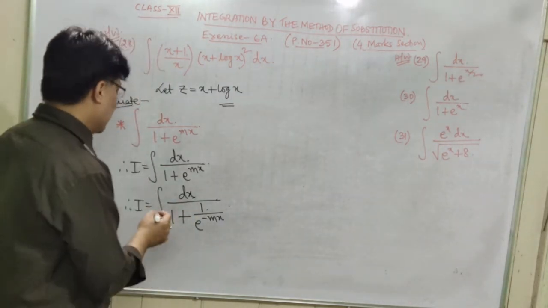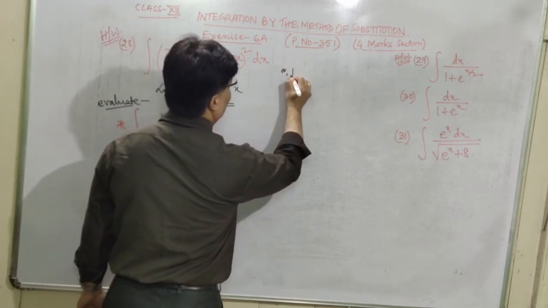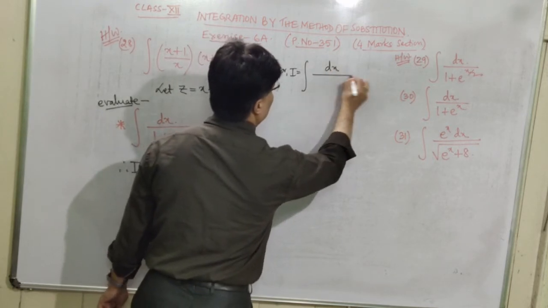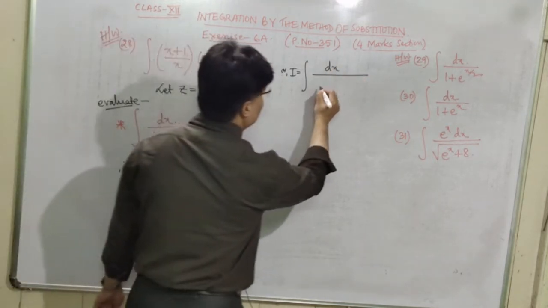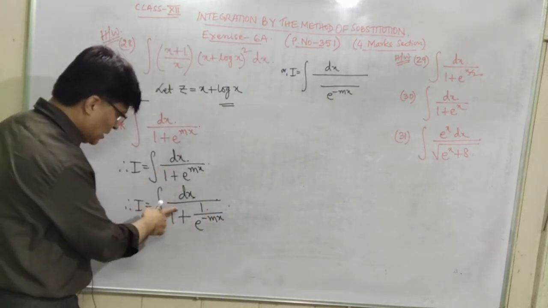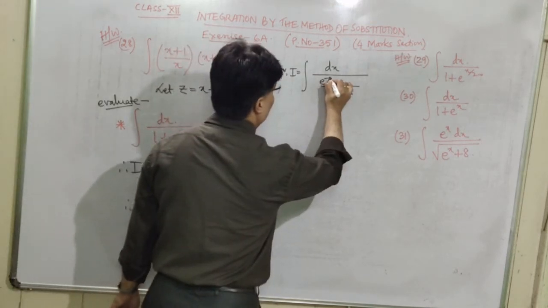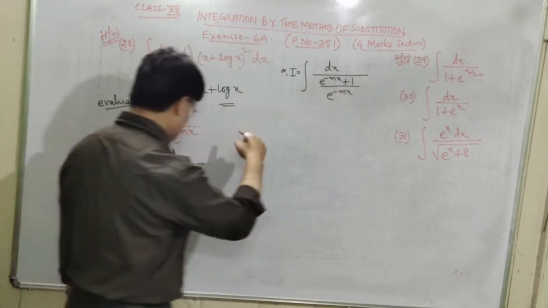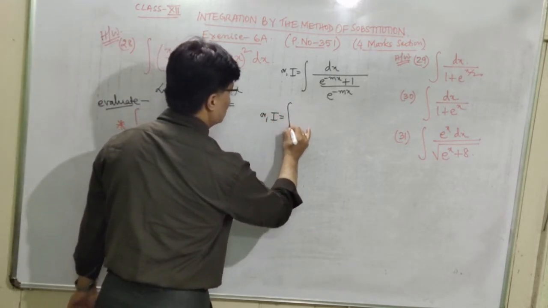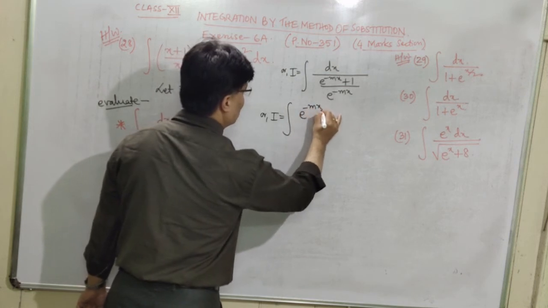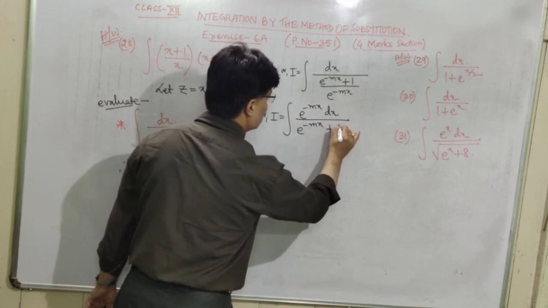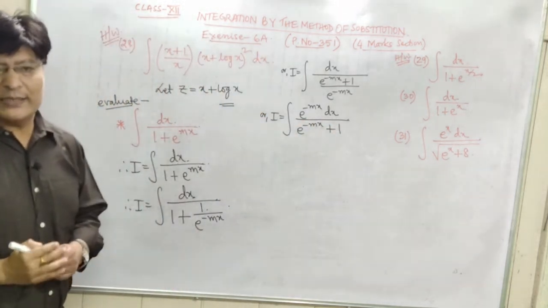Okay, now let us simplify it. What's the LCM? Or I is equal to integration of dx divided by, let's take the LCM here. What's the LCM? It is e to the power minus mx. Okay, this is the LCM. So here you will have e to the power minus mx plus 1. This is just simplified. Okay, so now simplify it. I is equal to integral sign e to the power minus mx dx divided by e to the power minus mx plus 1. So I think you have understood it.